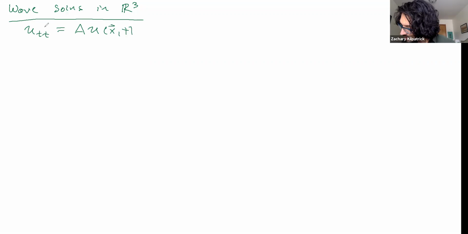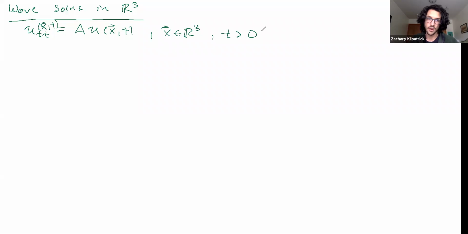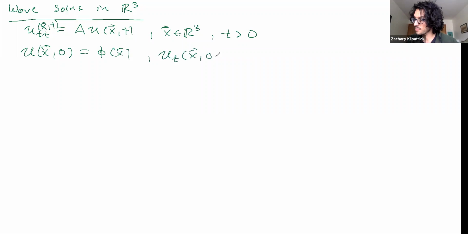I don't know why I put the arguments there. I didn't put them here. Okay, so here's our wave equation. It lives in the unbounded domain R3, and t is greater than 0. It's going to have initial conditions given by the displacement of this three-dimensional medium, and its initial velocity in R3.